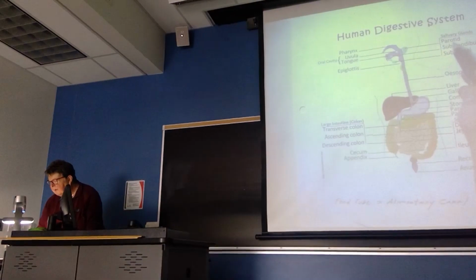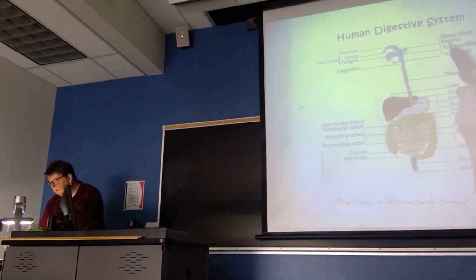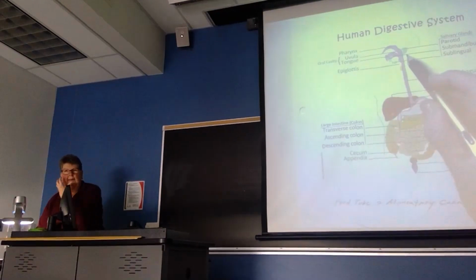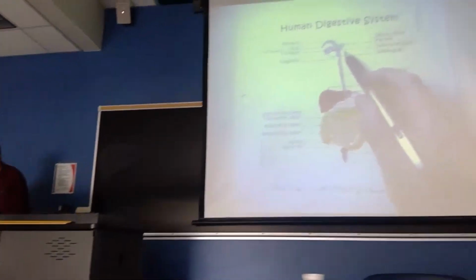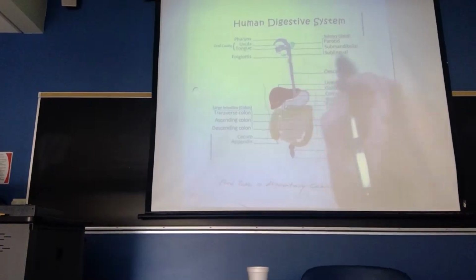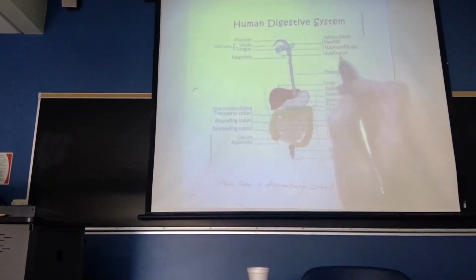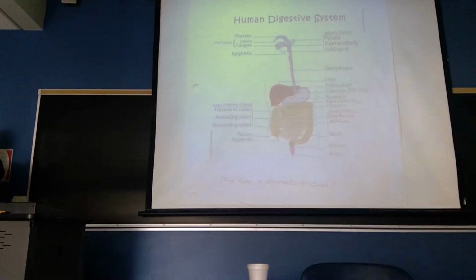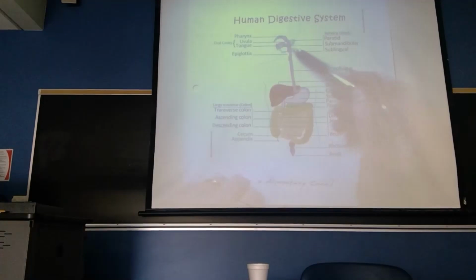And you've got three sets of salivary glands: the parotids, which get involved in mumps, chipmunk cheeks; submandibular, which is under the mandible, which is the lower jaw; and sublingual, which is under the tongue. Linguistics is speaking, so the tongue is important.